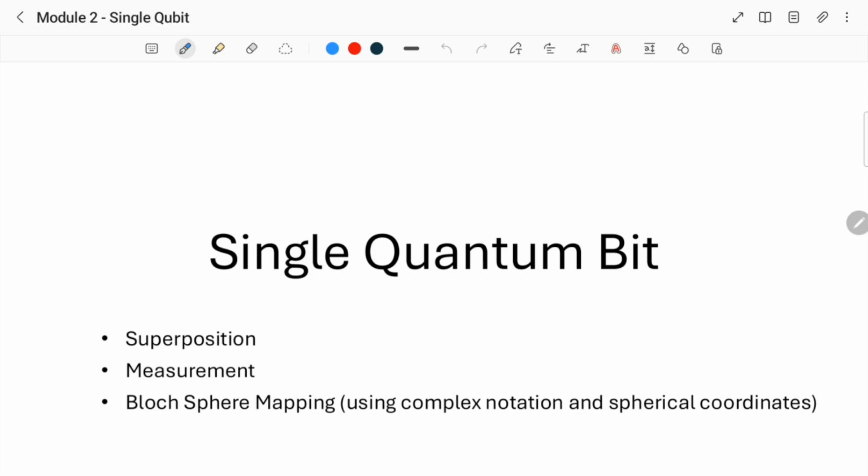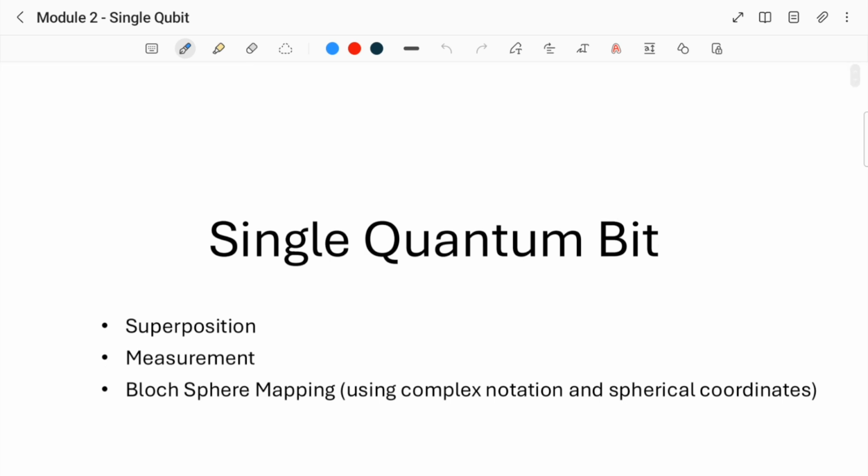Welcome to module 2. So now we are finally going into the details of quantum information science. We'll start with what is a quantum bit, what is superposition, how is it different from a classical bit, how do we measure these bits, and how do we represent them.